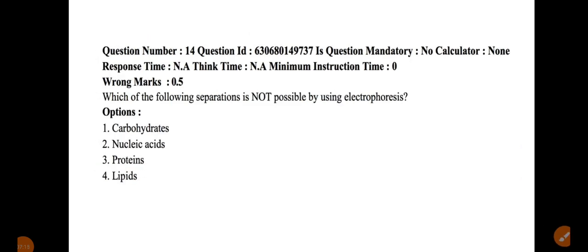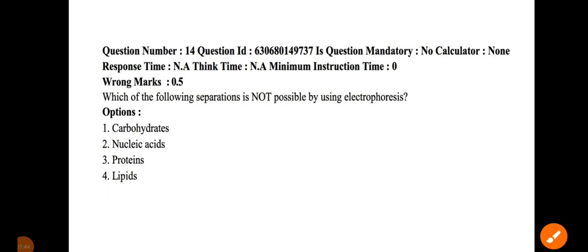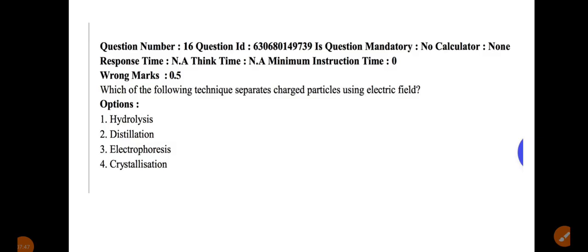Which of the following separations is not possible by using electrophoresis, right? So carbohydrates, nucleic acid, proteins and lipids, right? So what is the answer here? Yes, that is the lipids, right? So lipids are not possible to separate by using electrophoresis, because for electrophoresis there should be an electric charge, because these are separated based on the electric charge.